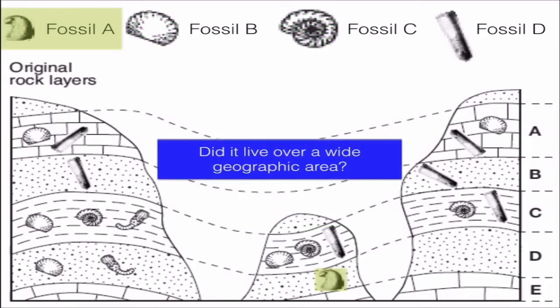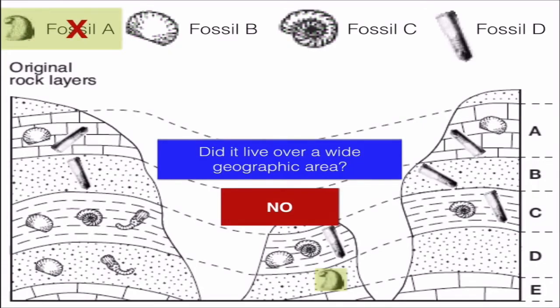The next question would be, did it live over a wide geographic area? Well, according to this map and these layers, the answer would be no. It's only found in one of the 3 zones or outcrops shown. So fossil A cannot be an index fossil.